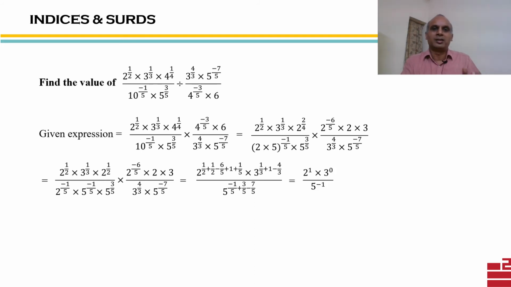So 2 to the power comes to a simple number 1, 3 to the power an even simpler number 0, and 5 to the power is minus 1. So the expression which looks so complicated can be done so easily, and the answer is finally so simple. So what is the value of this? 3 to the power 0 is 1, and the denominator has 5 to the power minus 1. It goes above, it becomes the numerator with the power being positive. So we finally get 10.